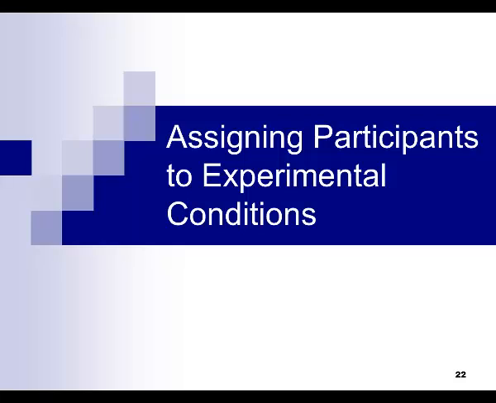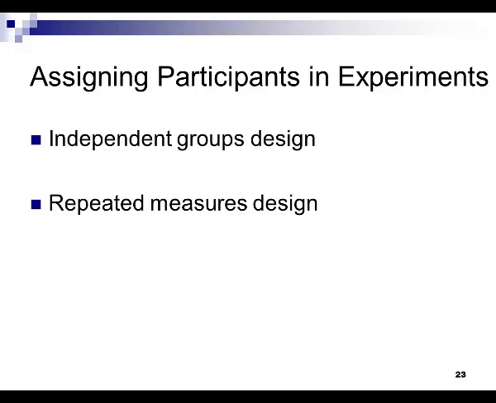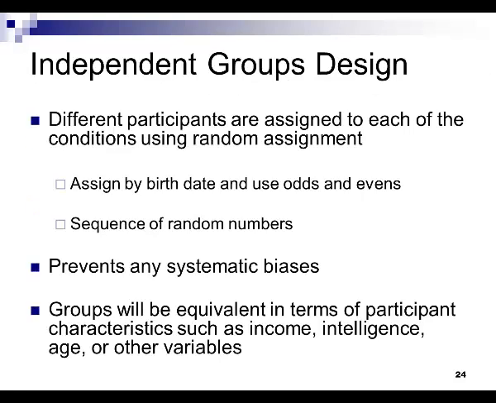So let's talk about assigning participants to experimental conditions. There are two different ways that we can do this. One is independent groups design, and then the other is something we call repeated measures design. With independent groups design, the different participants are assigned to each of the conditions just using random assignment.